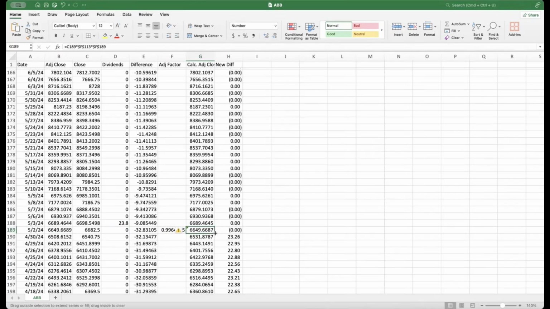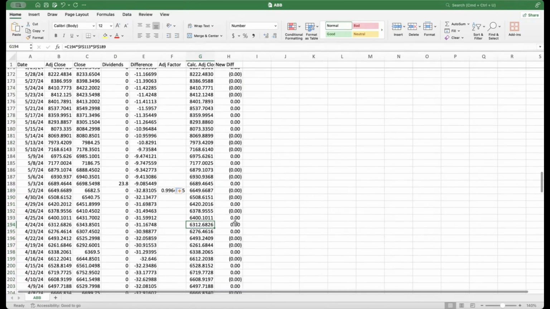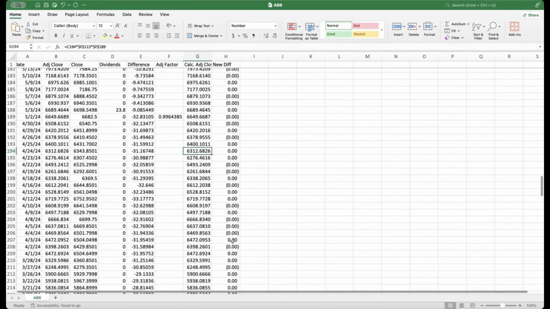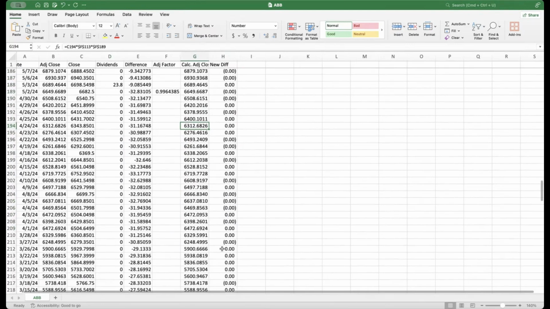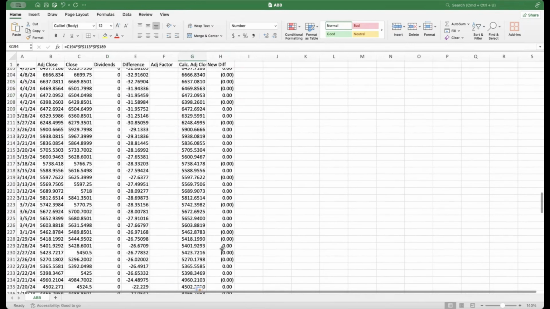Now I will again pass these adjustments backwards. And again, you will see that the new difference between the calculated adjusted close price and the adjusted close price is roughly zero. So this is how you can understand how adjusted close prices are calculated in Yahoo Finance, or for that matter, any data source or any data provider. And I hope this will help you understand how this actually works in reality.